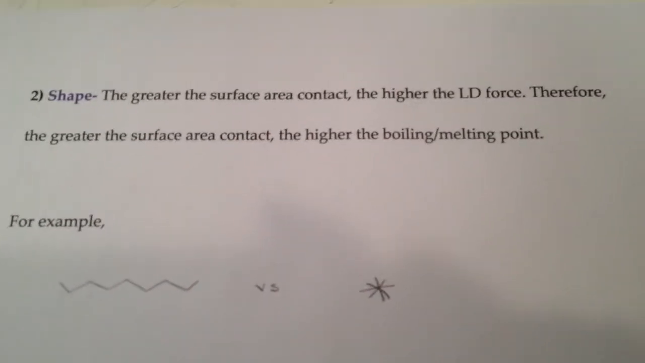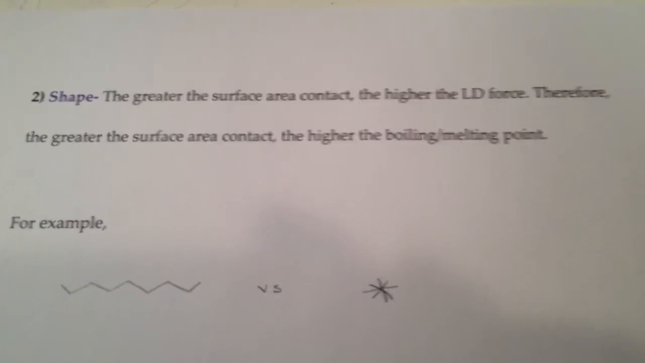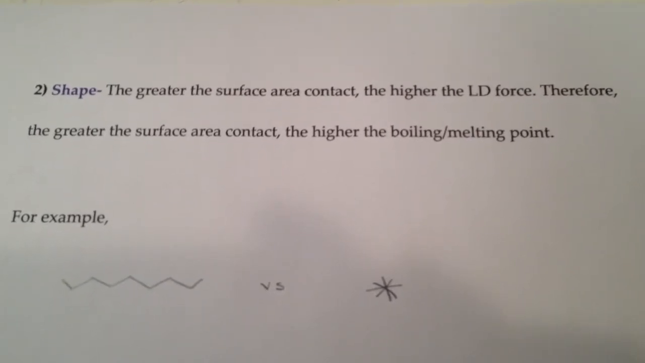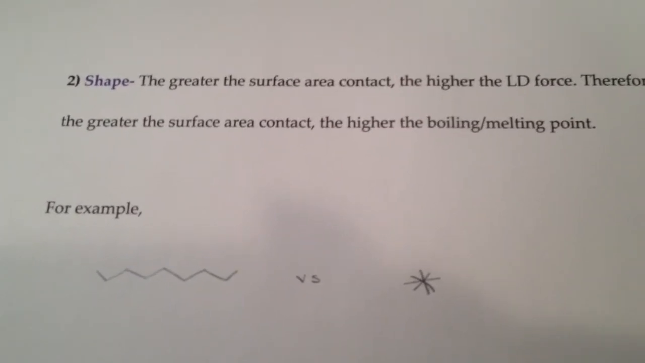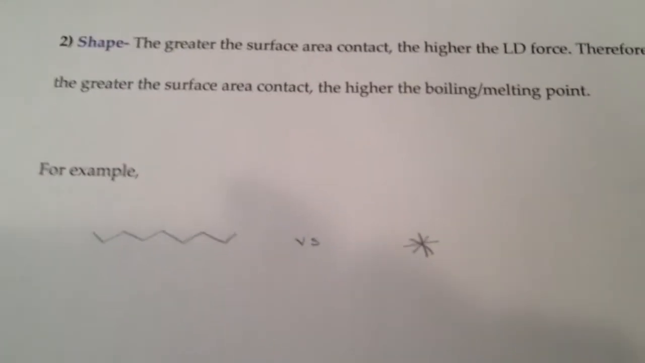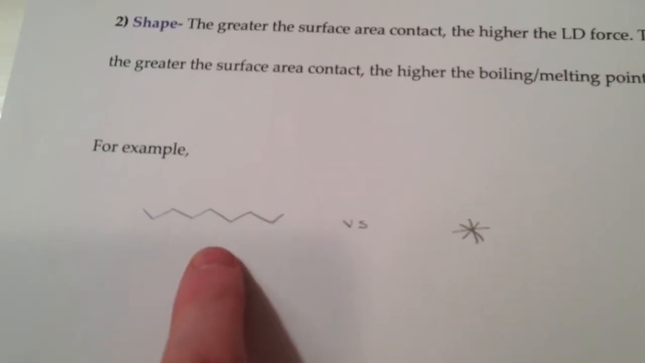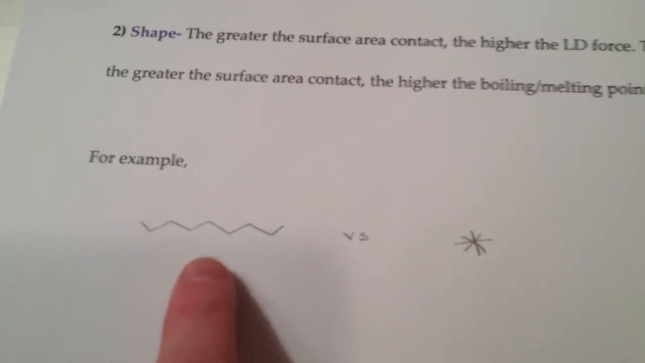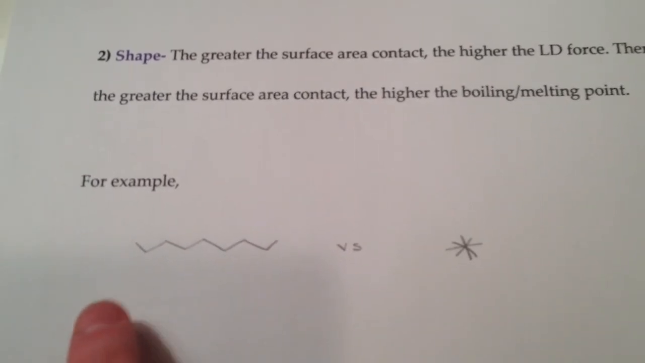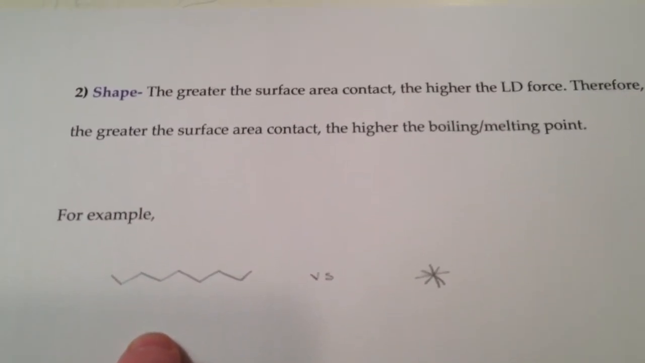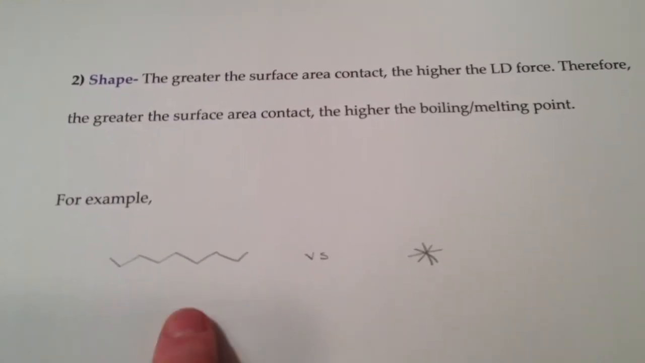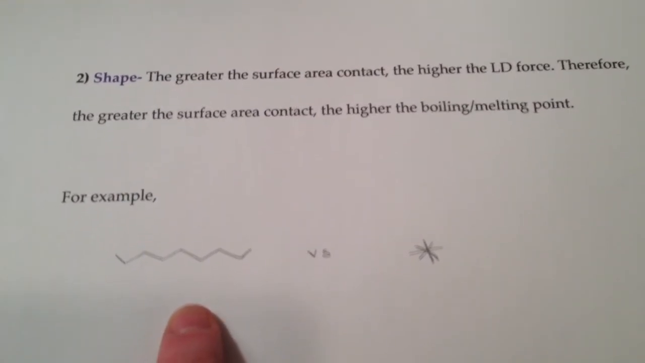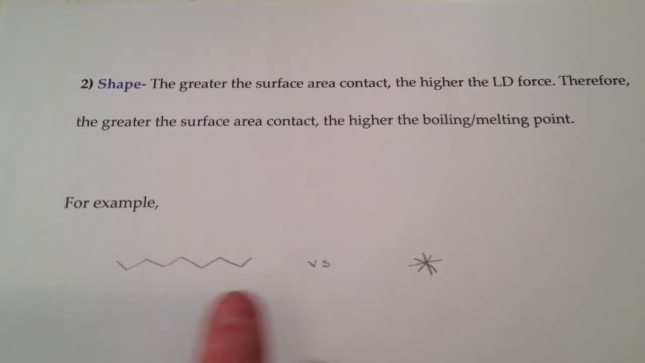Secondly, their shape. The greater the surface area contact, the higher the London dispersion force. Therefore, the greater the surface area contact, the higher the boiling or melting point. For example, this shape has a larger surface area than this shape. So this means that this shape has a higher London dispersion force than this one. So this one has a higher boiling or melting point than this one.